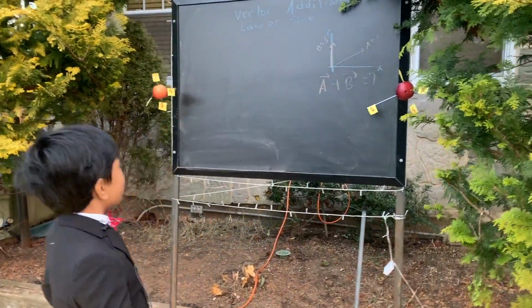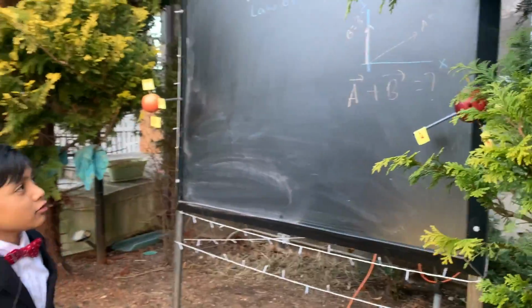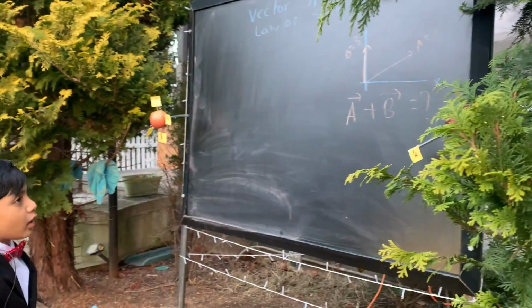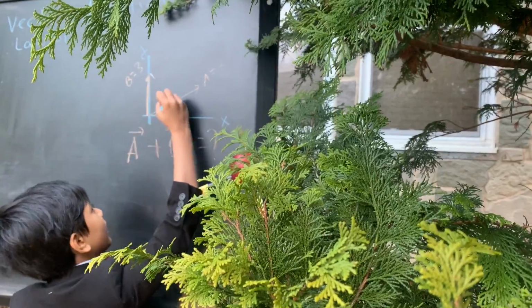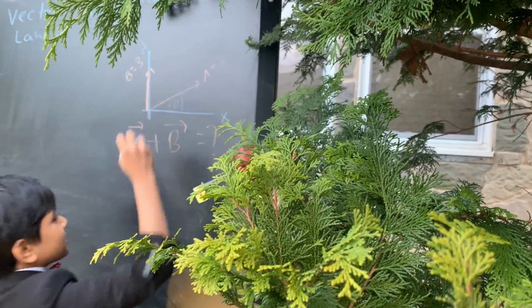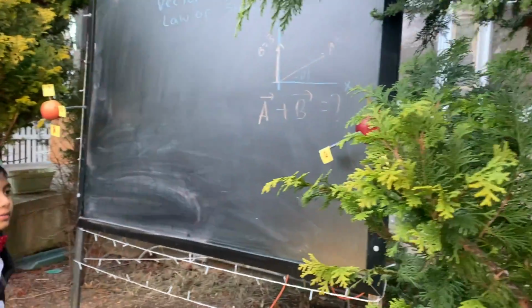Today we're going to be doing the law of sine, and we're going to be looking at this problem over here. B equals 3, A equals 3. So A plus B equal what? By now you should probably know it isn't 6 after all the videos I've done on this problem.